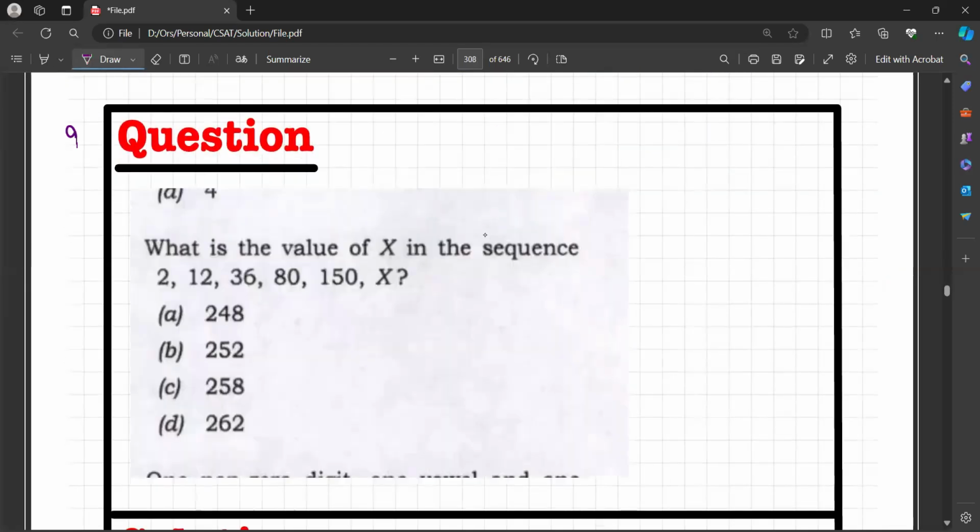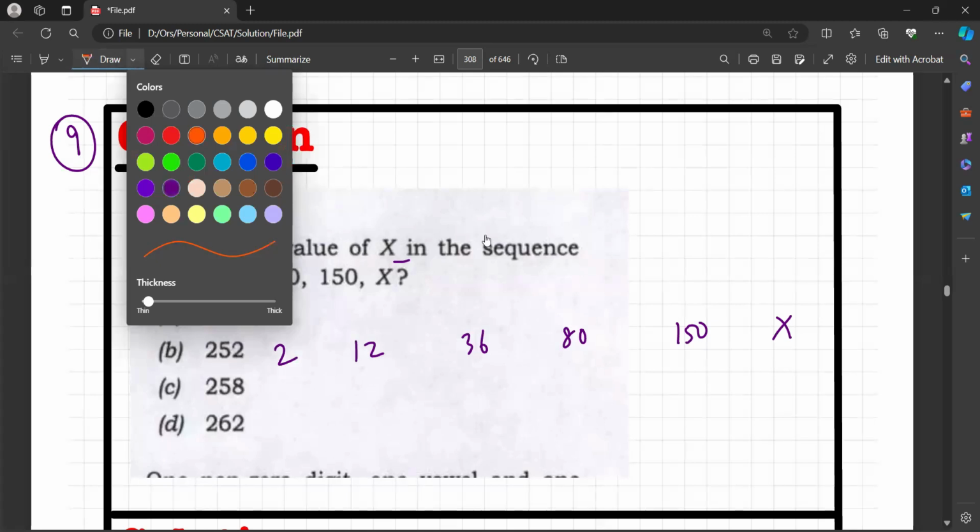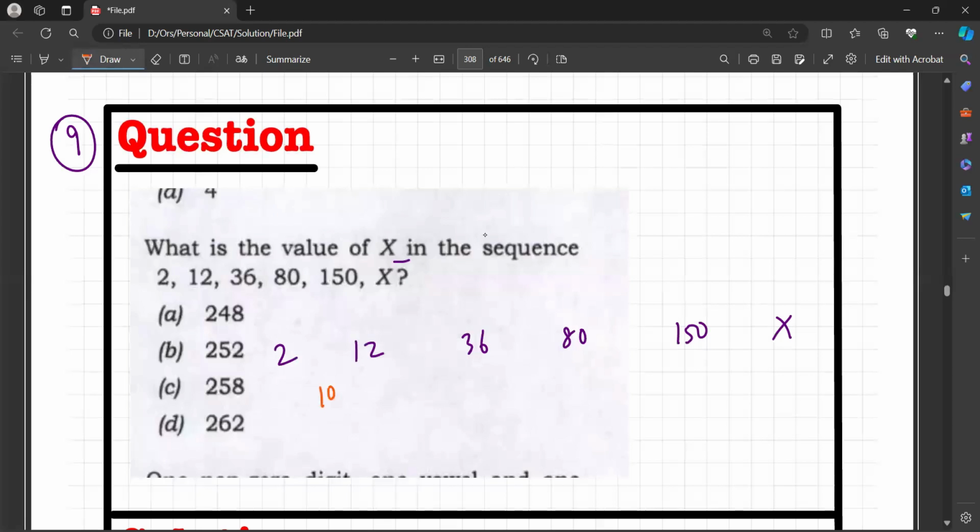Question number 9. What is the value of x in this sequence? 2, 12, 36, 80, 150. Remember, this pyramid sequence is the first check you need to do. Unless you can identify it, okay, it is a product based question, or else the best try is pyramid based. 10 increase is happening. How much increase is happening here? 24. How much increase is happening here? 44. Here the increase is 70.